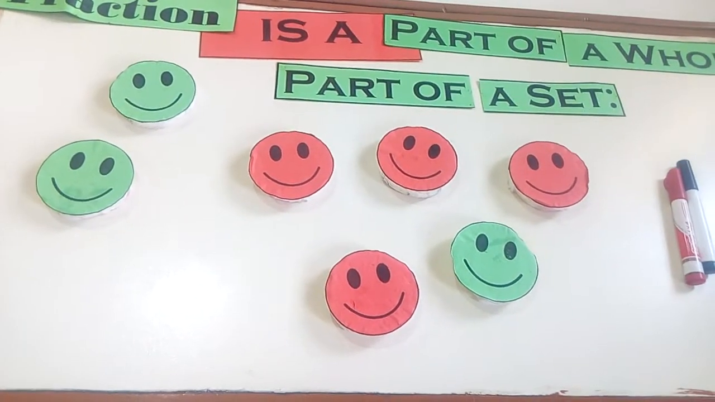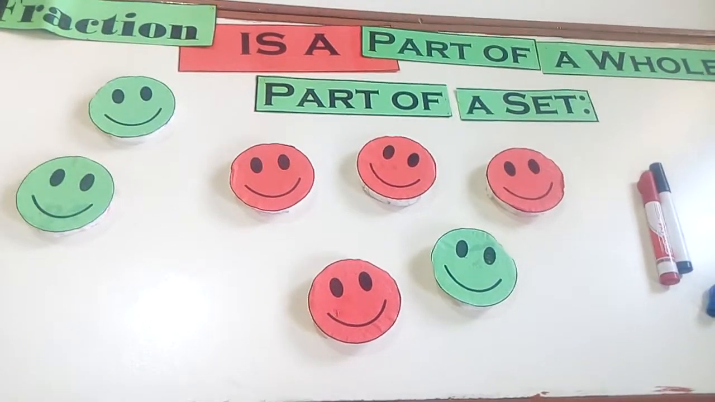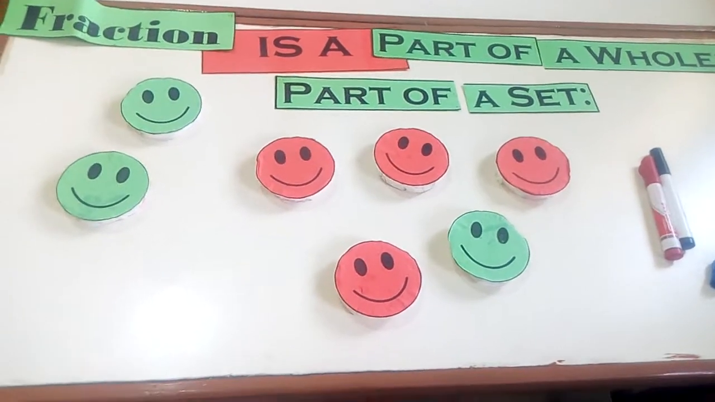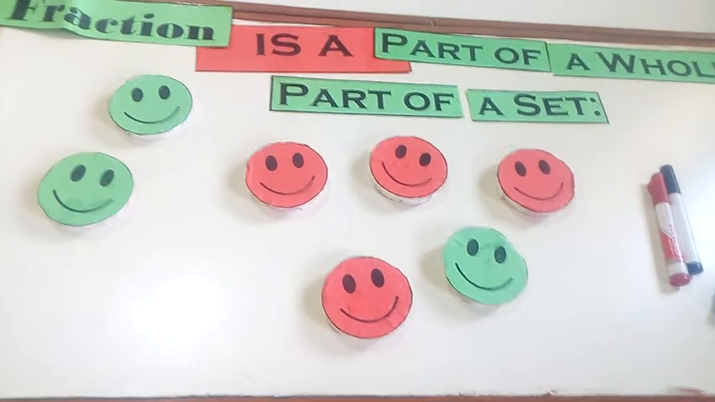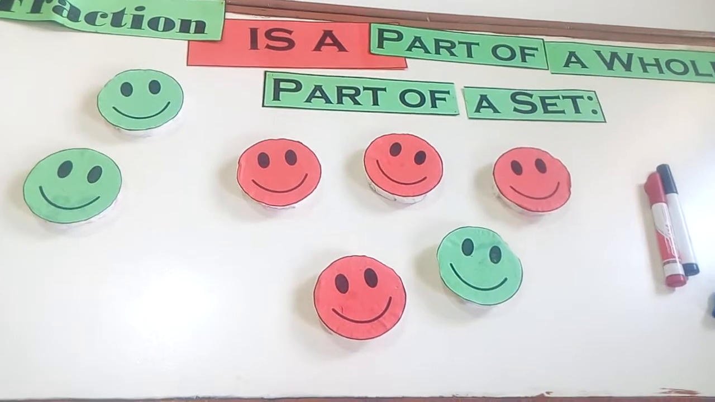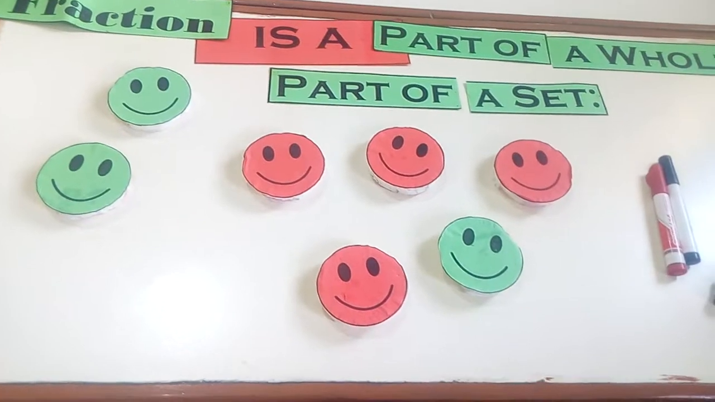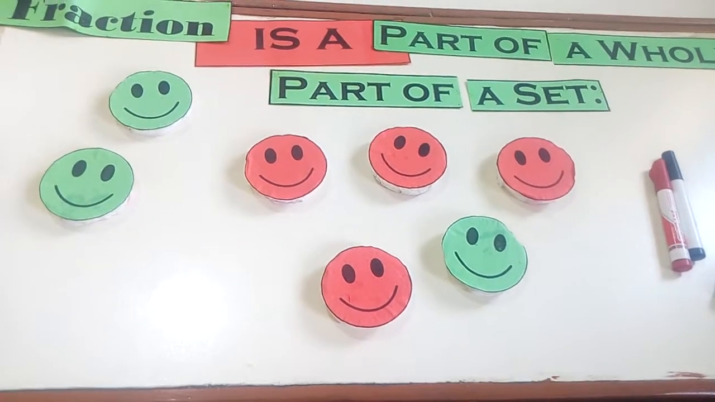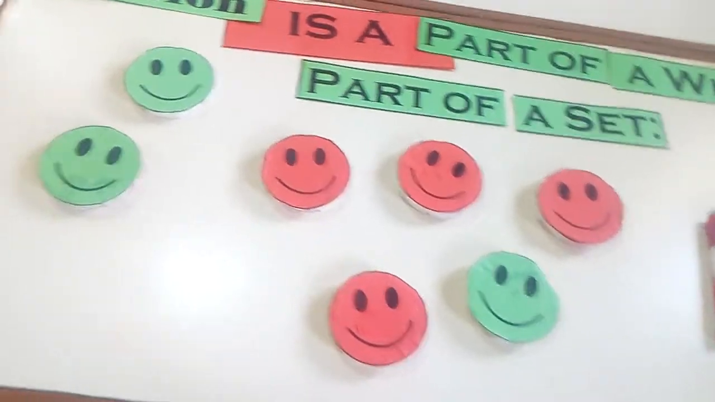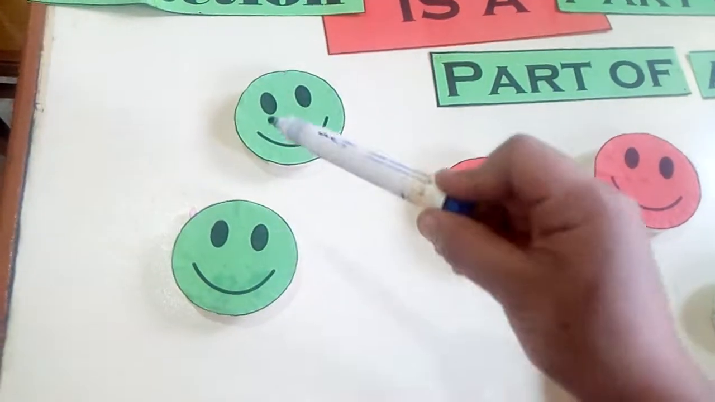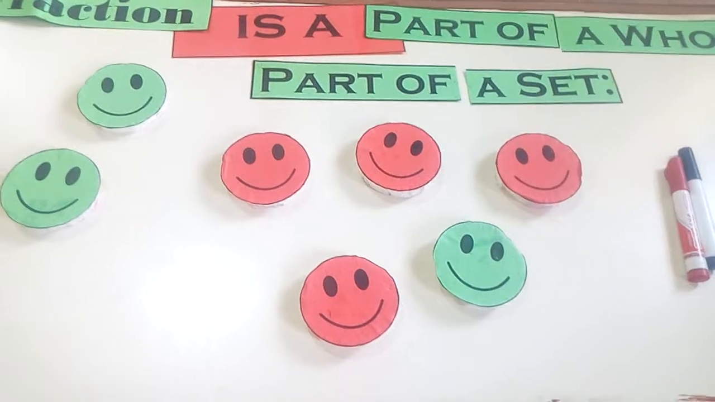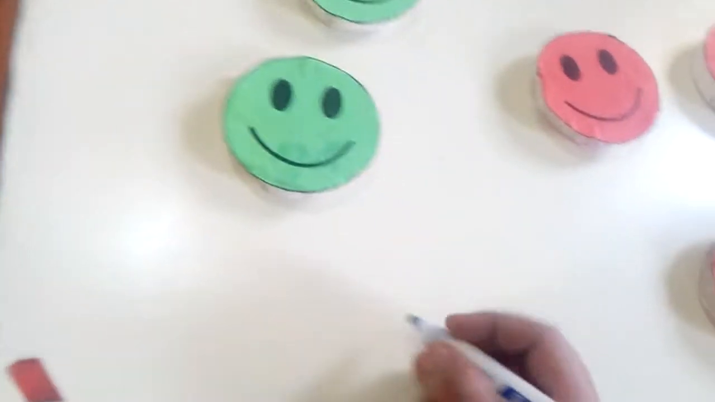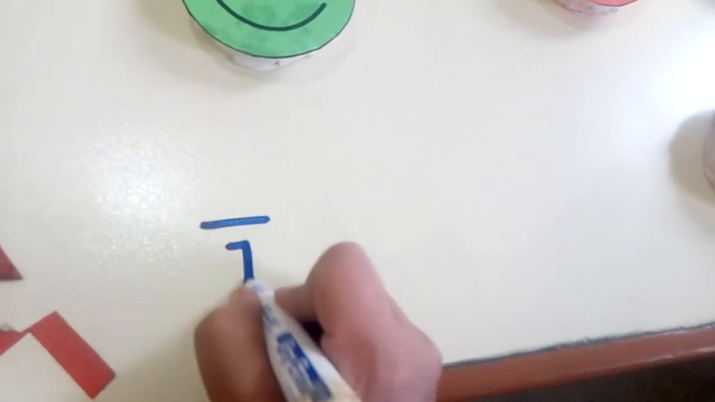Now for the explanation, I have taken some happy faces over here. As you can see, there are 2 different colors present in this set. So for writing the fraction, first we are going to count how many happy faces are present over here. So you are going to count with me: 1, 2, 3, 4, 5, 6, 7. Total 7 happy faces are over here. That means my denominator will be 7.